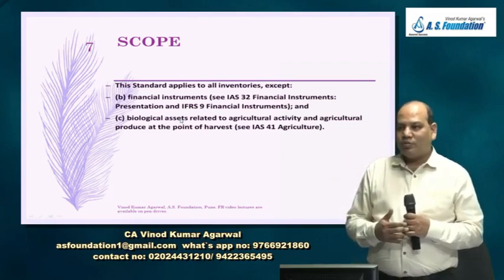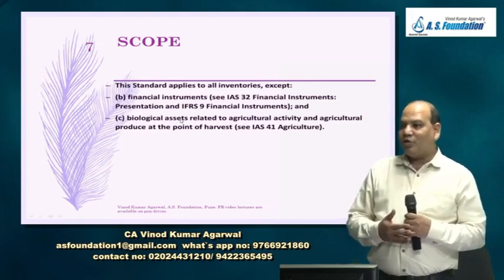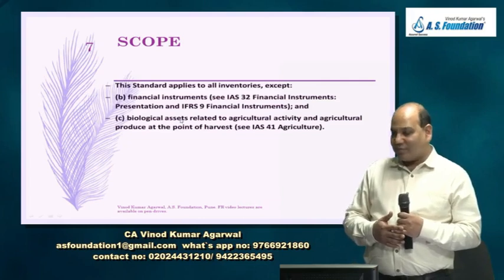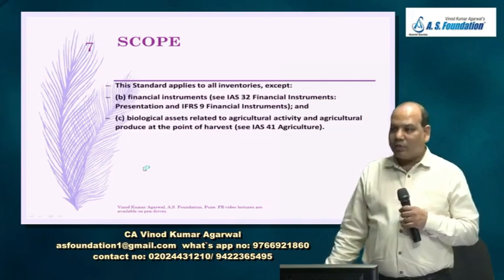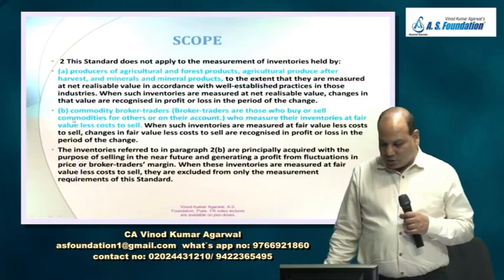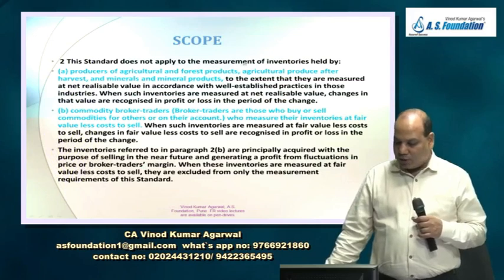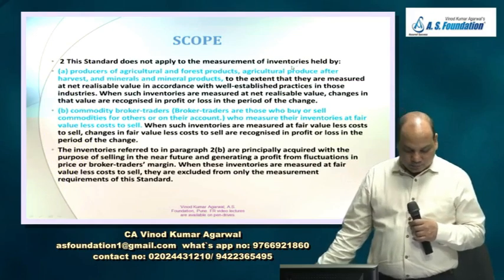If you have a cow, it may be your inventory. If you have chicken, it may be your inventory. But this standard is not applicable because we have a separate standard dealing with such items. Next is, this standard is also not applicable to the measurement of inventory. Underline.